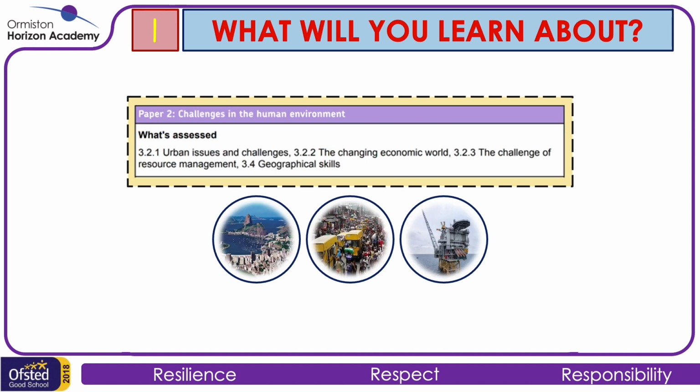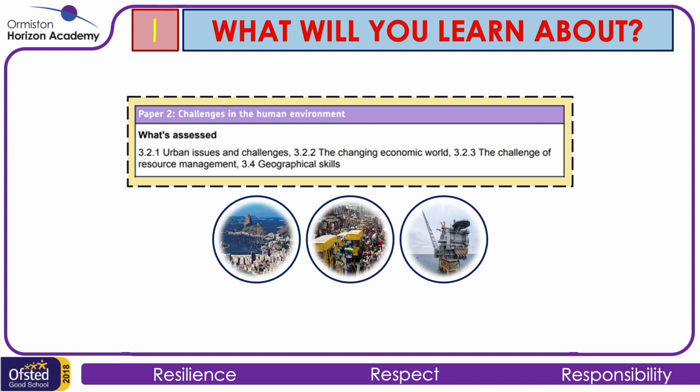So on to paper 2. Now this paper is entitled Challenges in the Human Environment, and this has a much more human geography focus. That means we're talking more about us, we're talking about where people live, we're talking about employment, we're talking about industry, and we're talking about population. Now this unit is divided into 4 sections again. You have urban issues and challenges, you have the changing economic world, and you have the challenge of resource management, along with the geographical skills.